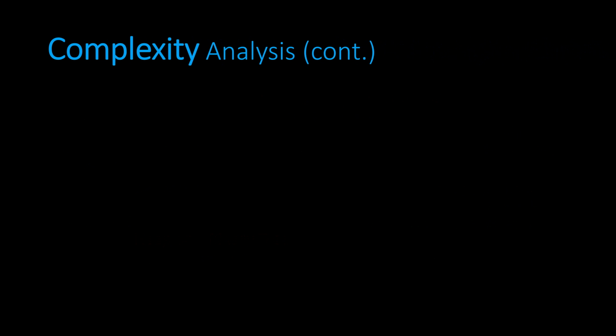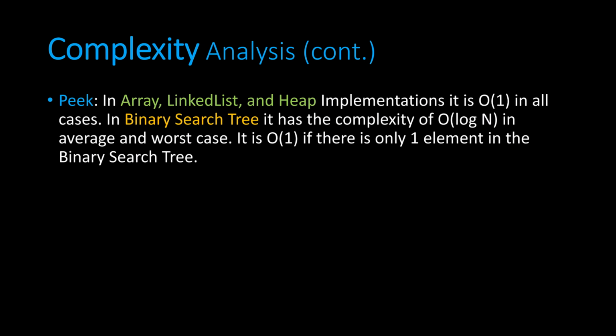Complexity analysis continued. The peek function in arrays, linked list and heap implementation will cost us only O(1) if we want to peek or see the first element in the priority queue. In case of a binary search tree, it has the complexity of O(log n). O(log n) is the maximum cost of traversal between the binary tree nodes. So it will be the cost of average and worst case.